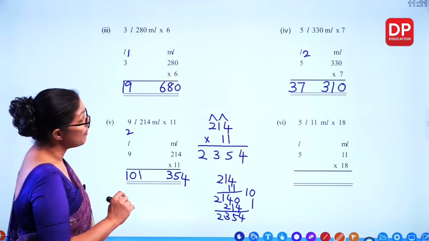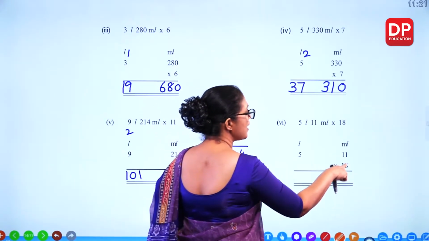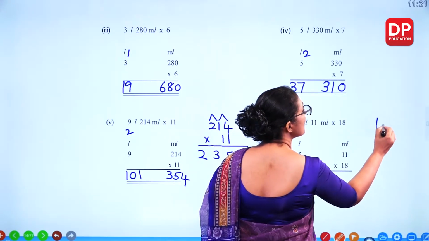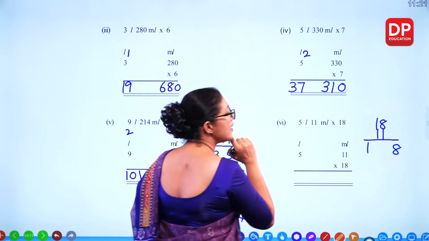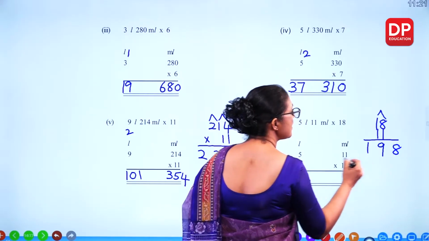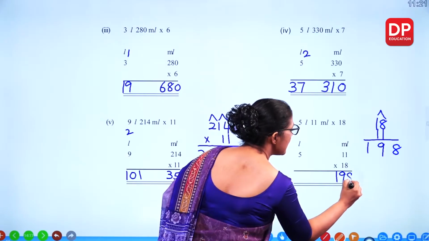Next one, multiply by 18 now. Again, we can do other way around. 18 times 11. 18 times 11, what you do? You write down 1 and 8 separately. 1 plus 8 becomes 9. 198. So you can write 198 here.